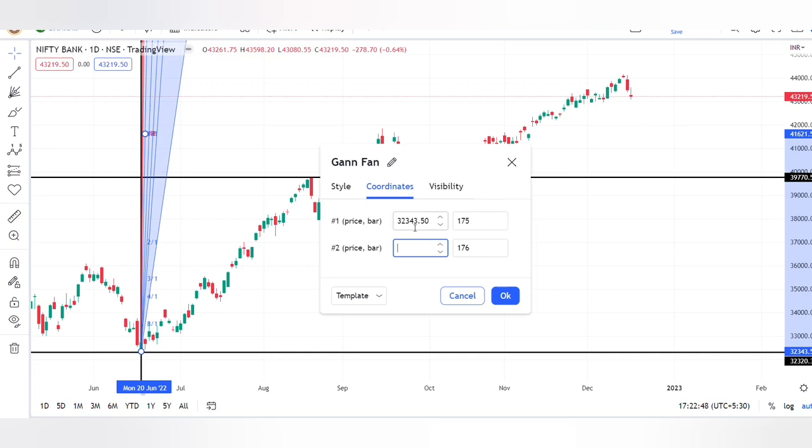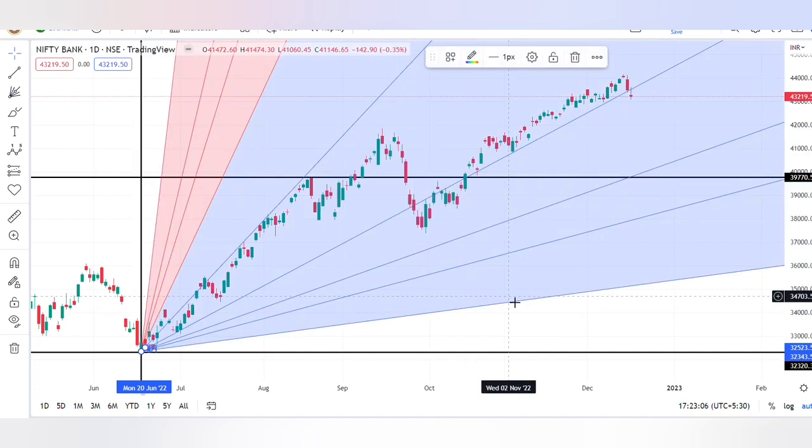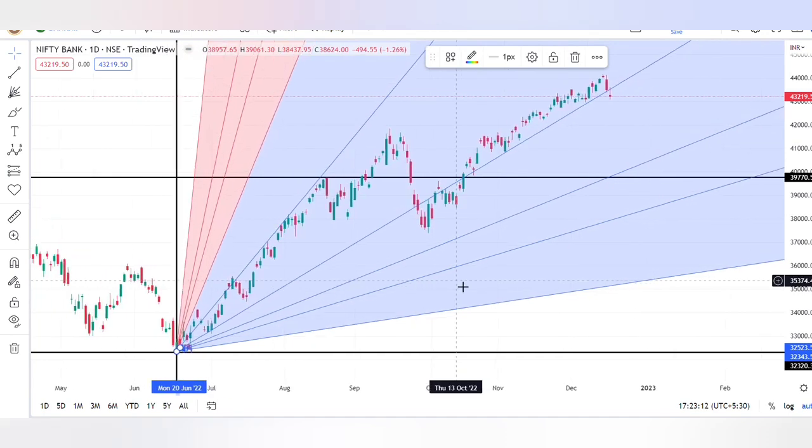32,343.5 plus the square root of 32,343.5, which is 179.84, plus 32,343.5, which would be equal to 32,523.5. Now click OK. Here our Gann Fan is ready and it is the most accurate one. And nothing will happen when we contract or expand the chart.